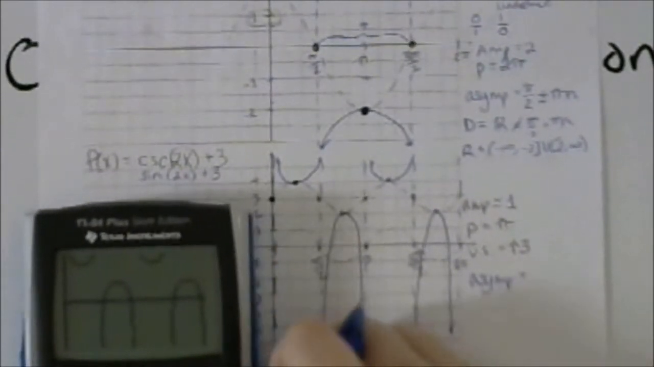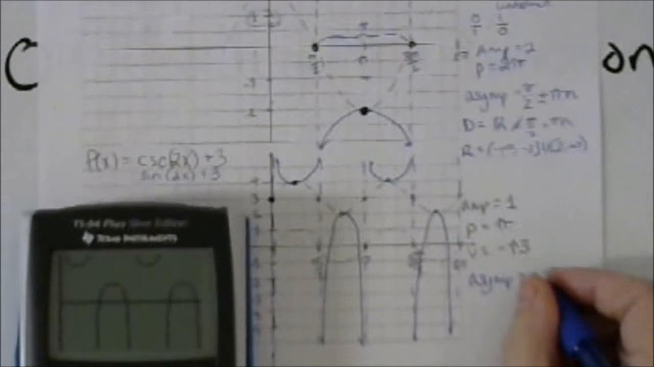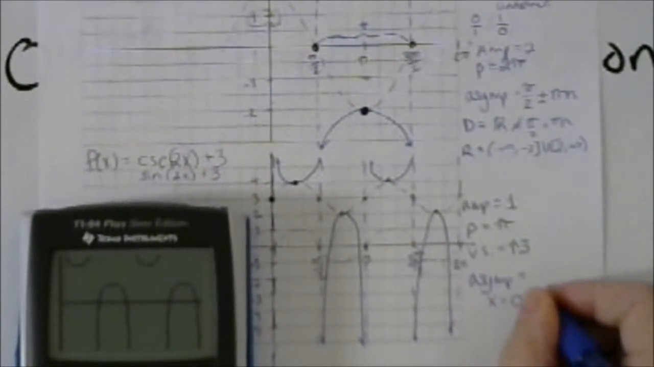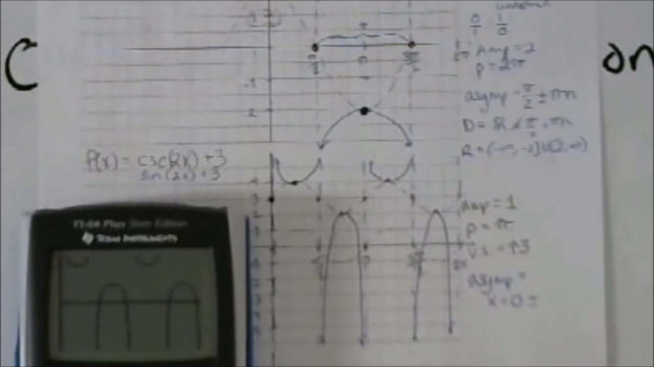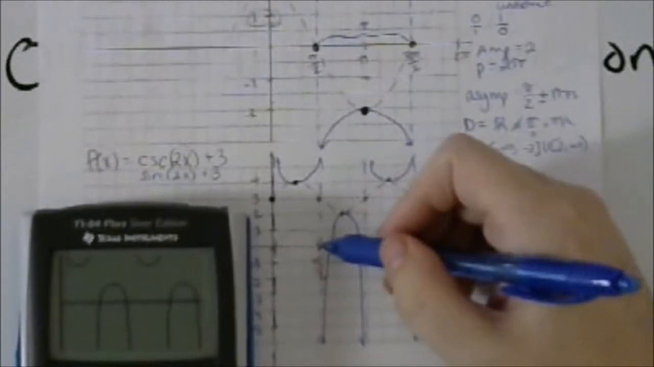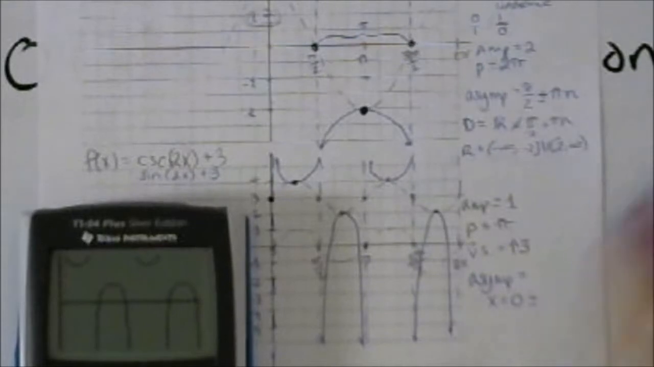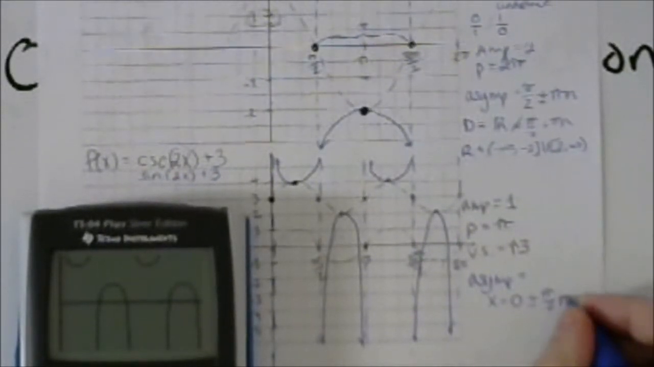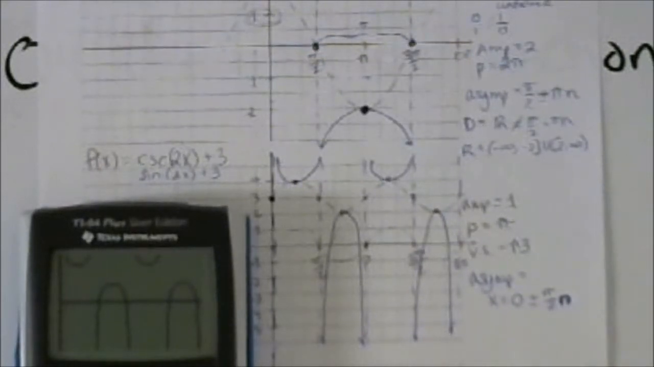The first asymptote in this example started at 0. I tend to include the 0 in my answer, but that's optional because, as we know, adding 0 doesn't do anything. And then every asymptote is pi halves away from the previous asymptote. So we will plus or minus pi halves n. And let's do one more secant and cosecant graph.